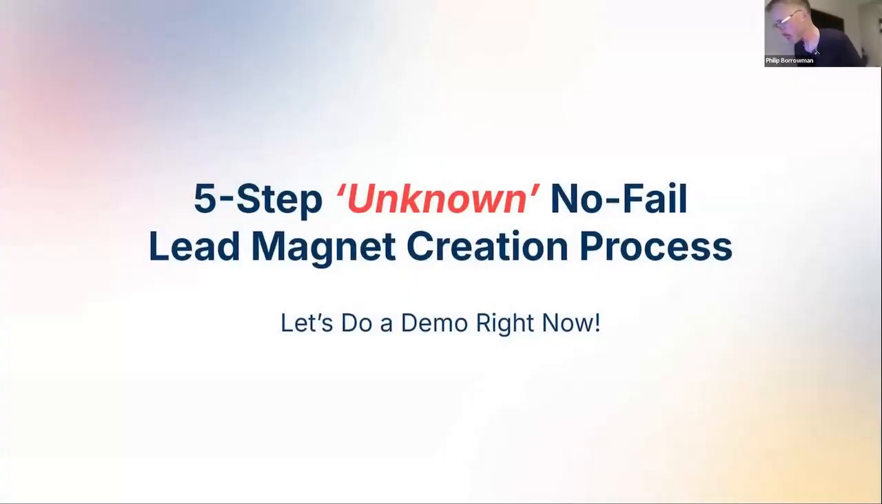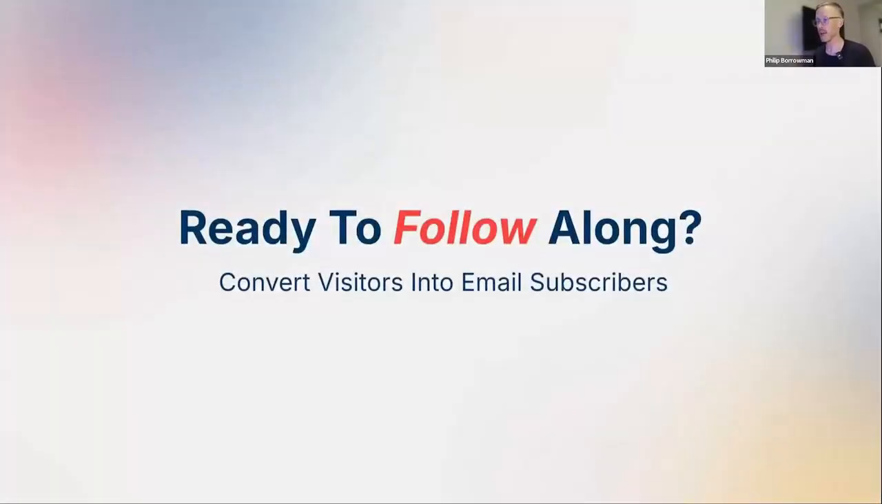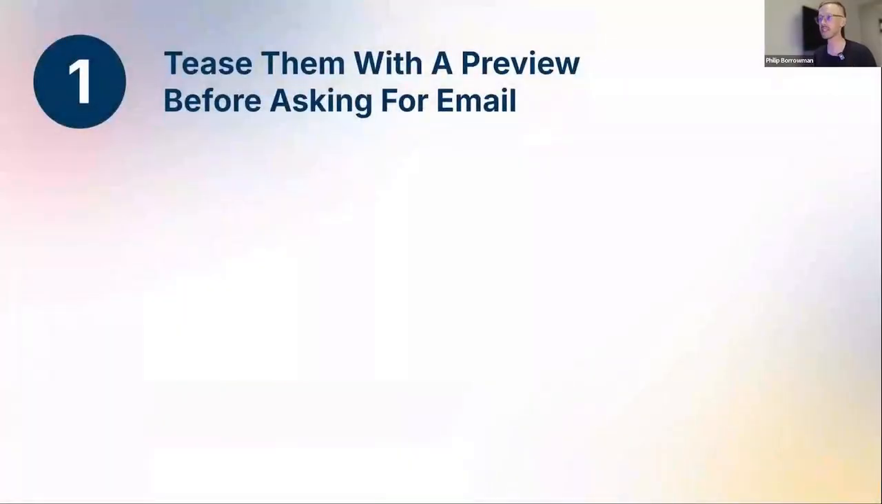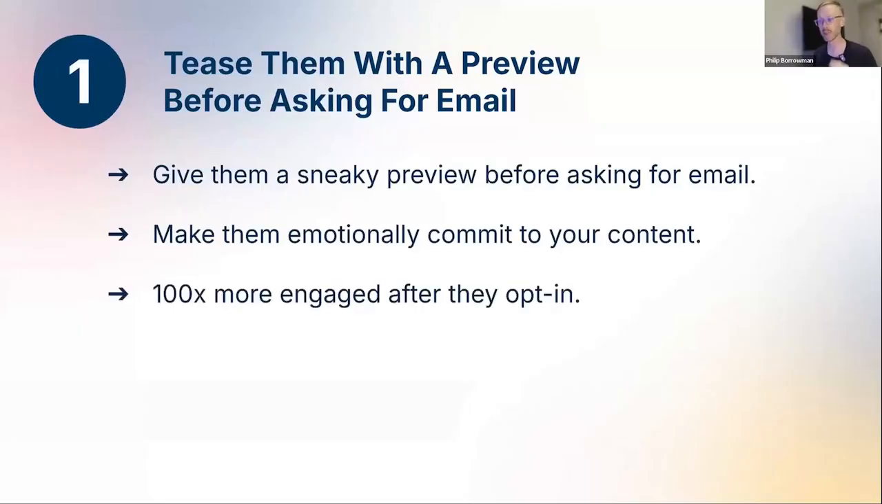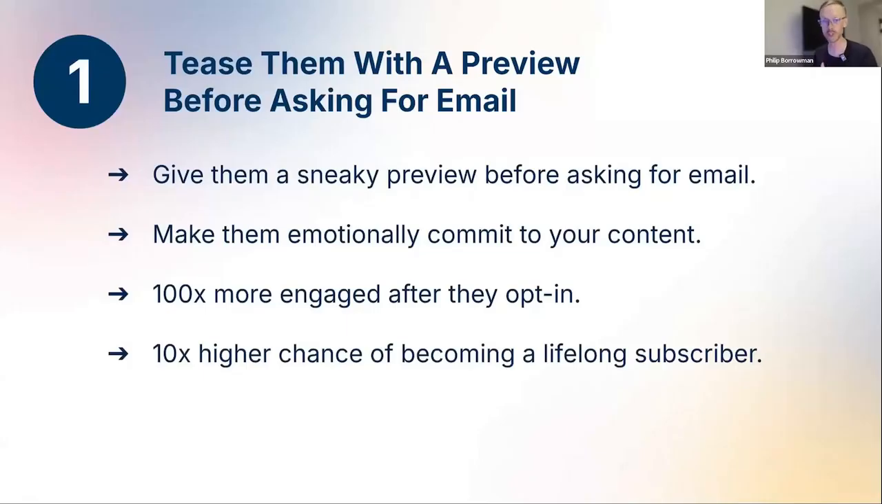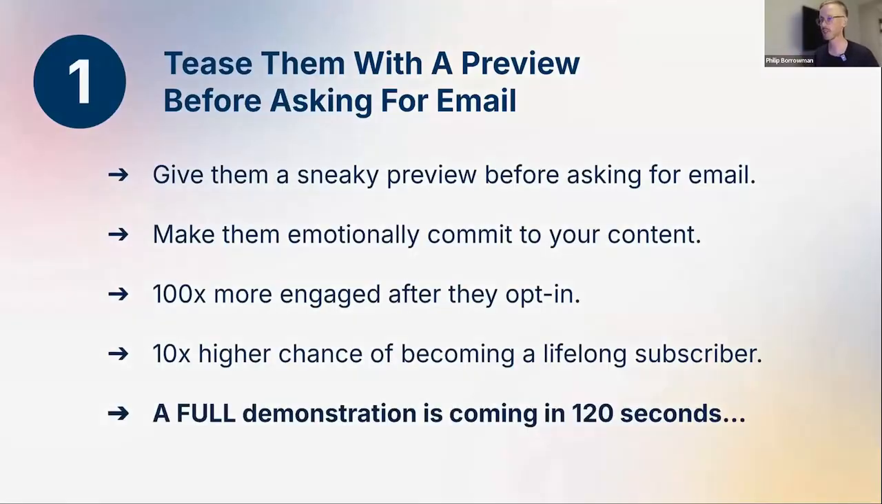And that is beautiful. So I want to share with you right now a quick 5-step process that I'm using right now. And then I'll dive into a demo to showcase what this software is all about, okay? So step one, guys, is very, very simple. You want to tease people with a preview of what you have. So you give them a sneak peek of your lead magnet before you ask for their email. You make them emotionally commit, because that means they're going to have a very deep emotional engagement with you. And it means that when they opt into your email list, they're going to be there for much, much longer, okay? And I've got a full demo for you here in a few seconds.